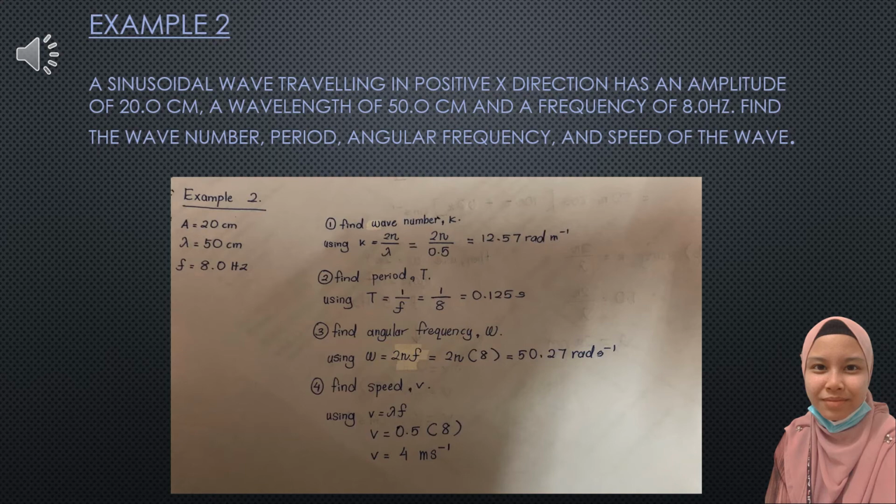Yang kedua, kita cari period T. Dengan menggunakan rumus T equals to 1 per frequency, kita masukkan nilai frekuensi, dapat 1/8 sama dengan 0.125 second. Yang ketiga, kita nak cari angular frequency, which is omega. Dengan menggunakan rumus omega sama dengan 2 pi f, kita masukkan nilai f, dapat jawapan 50.27 rad per second. Dan akhir sekali kita nak cari speed v. Dengan menggunakan rumus v equals to wavelength times frequency, kita masukkan nilai wavelength dan frequency, 0.5 darab 8, kita akan dapat 4 meter per second.